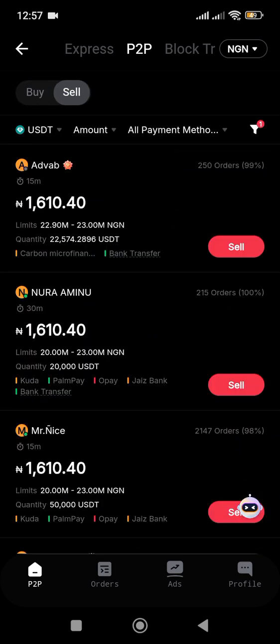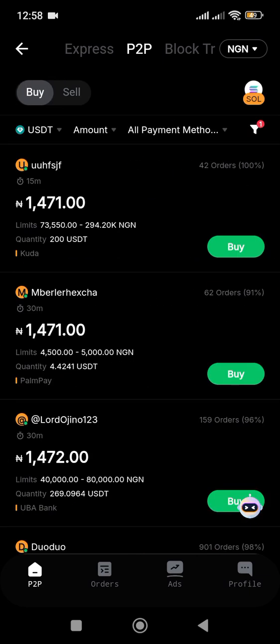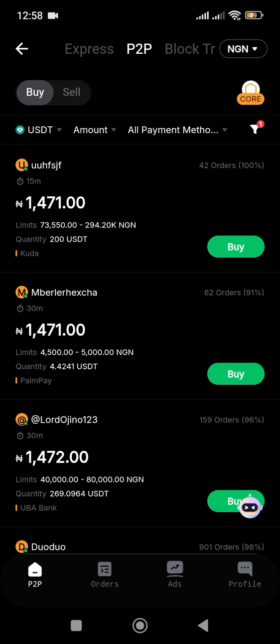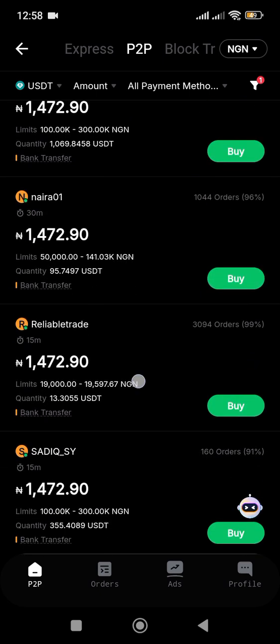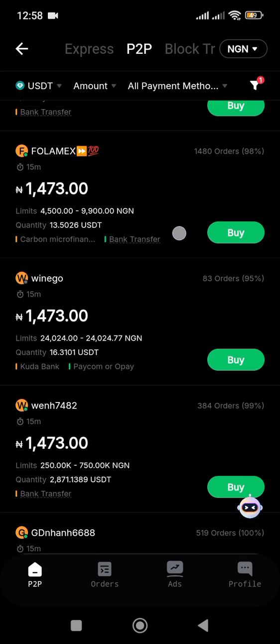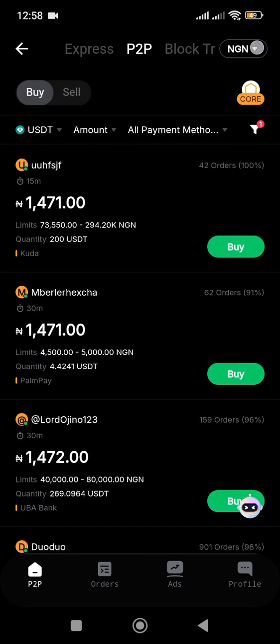Sell is usually displayed in red, and buy, let's put it on buy, is usually displayed in green. All right, so if I want to buy USDT now, you can see people that listed USDT for sale. I see so many people. It's the same for every region. You understand? The only difference is that the system automatically sets Nigeria for me here, NGN for me here.